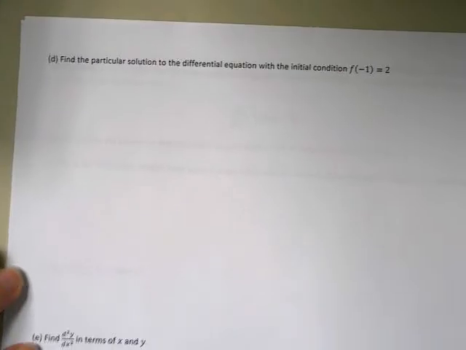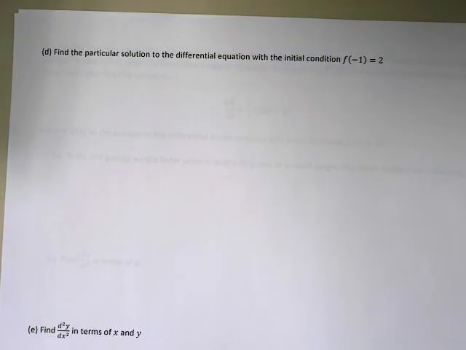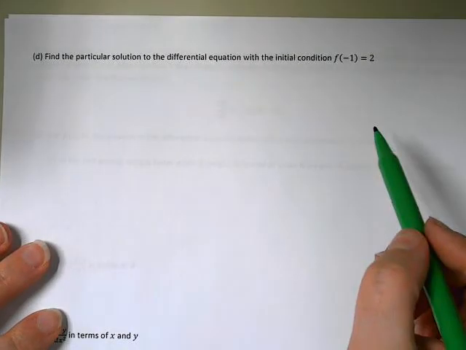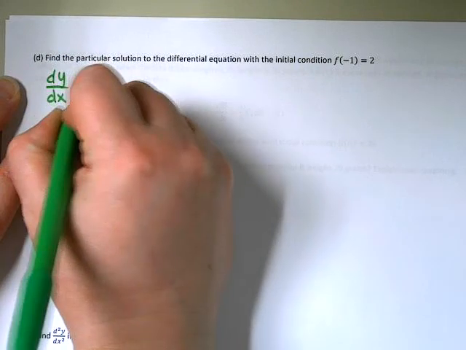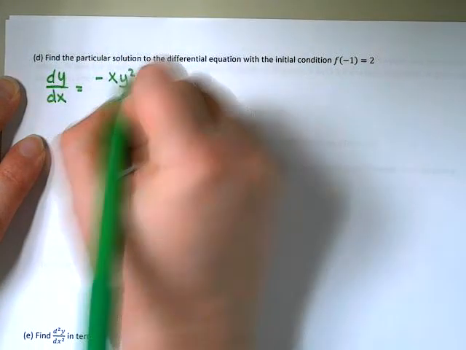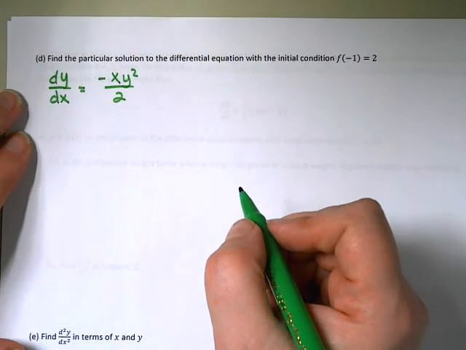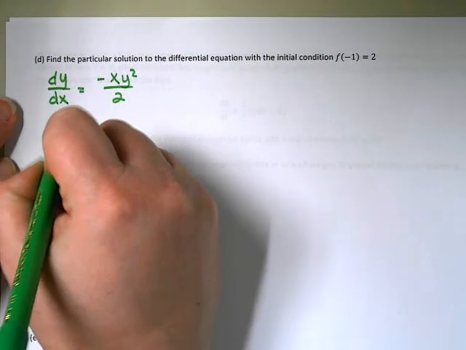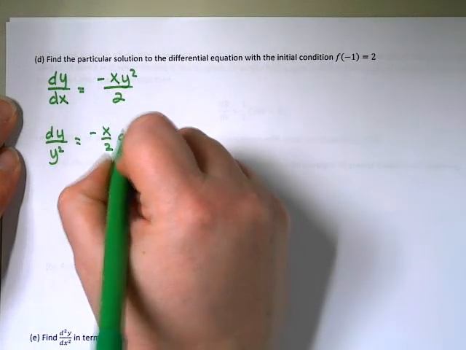So these 2 parts here are still a continuation of the question we were just doing, because you can see here it says part D, it's not a new question. So it says find the particular solution to the differential equation with the initial condition f negative 1 equals 2. So I'm going to go ahead and write what our differential equation was. It was dy dx equals negative xy squared over 2. All right, so we should be getting much better at this and much quicker at this. So I'm going to go ahead and first separate my variables. So that means I'm going to have dy over y squared equals negative x over 2 dx.